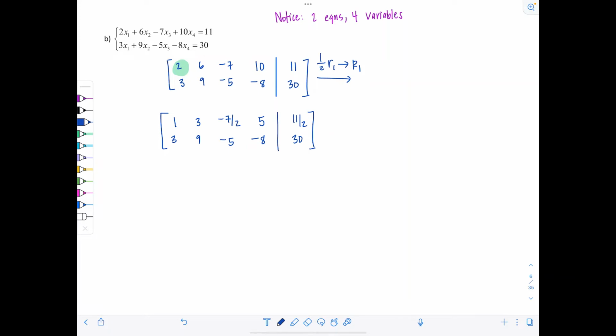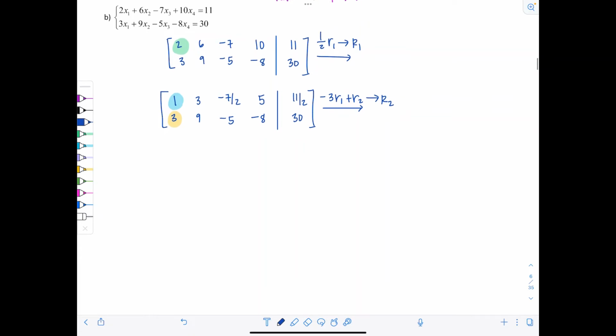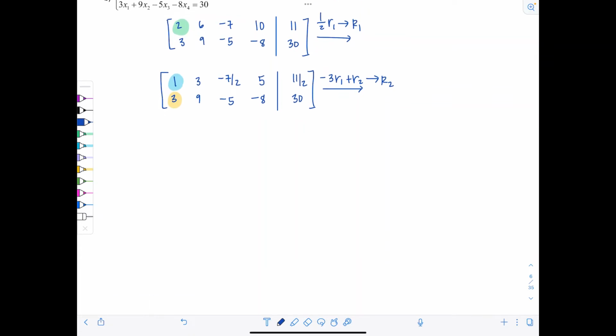Okay. And then from here now, remember you have to use that pivot, use that leading one to zero out the column that it's in. So that 3 needs to be a 0. So what would I have to do with row 1? Yeah, multiply by negative 3, then add it to row 2. That's my new row 2. So row 1's not going to change. Row 1 is 1, 3, negative 7/2, 5, 11/2.